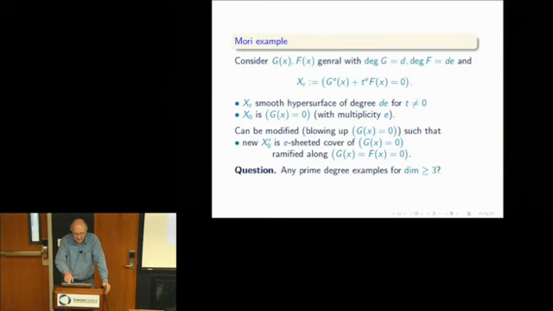You see that for these examples to work, the degree has to be a composite number d times e. I don't know if there are examples like this for prime degree hypersurfaces. I think for d equals 3 this is probably known, but already for d equals 5 it is not clear what happens.